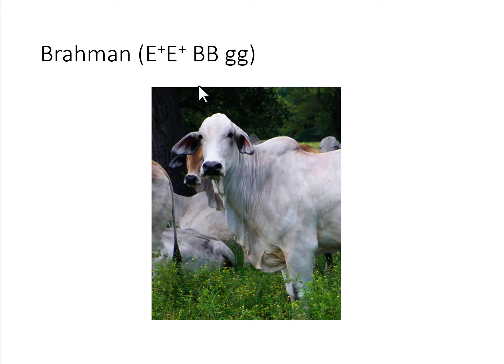Here again, we see a Brahman cow. She has E plus and two big B's, but since she has two little g's, she will gray out.